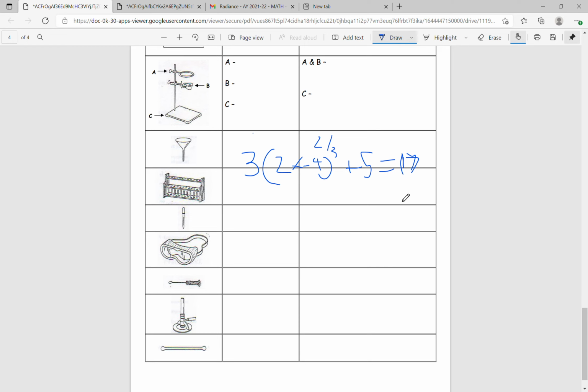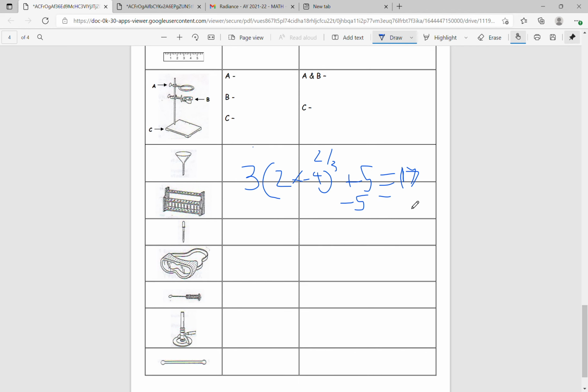Now, the first thing that I recommend doing is not dividing both sides by 3. That's just going to make things much more complex. First of all, I recommend getting rid of this positive 5. So we're just going to subtract 5 from both sides to make that simpler. So we're going to have 3 times (2x minus 4) to the 2/3, and this is equal to 12.